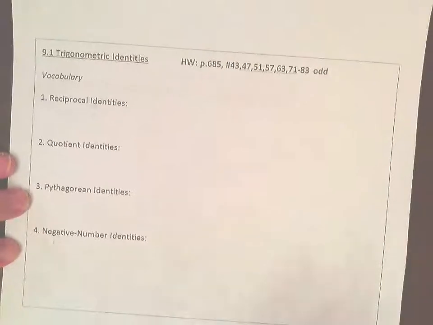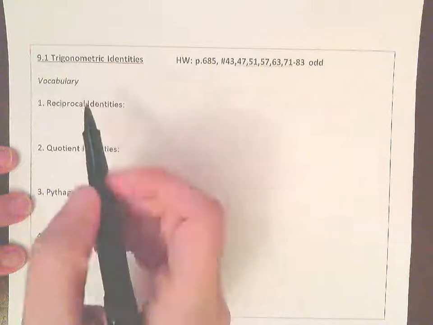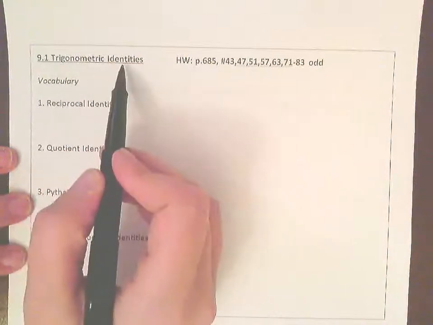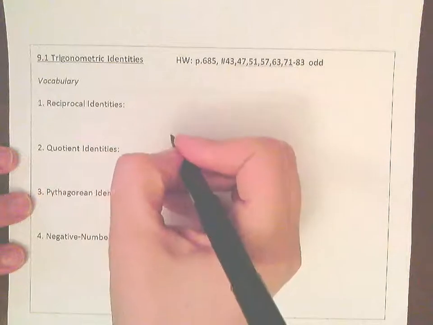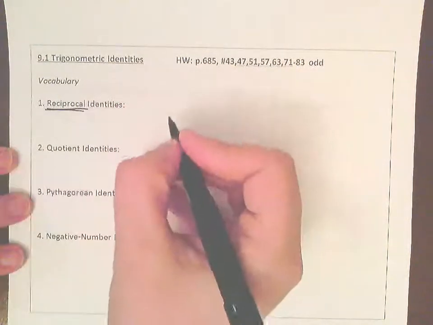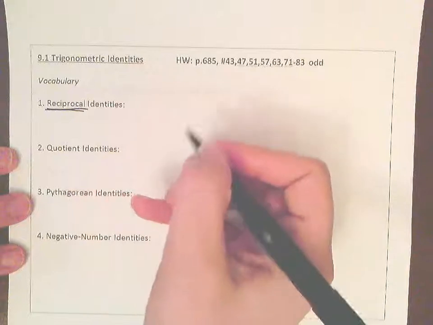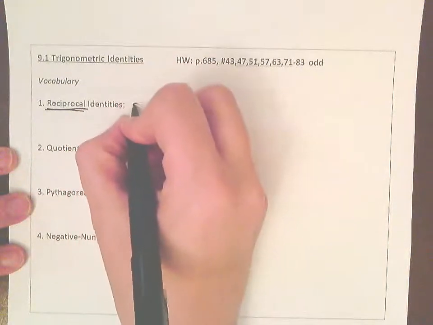Alright, so now we are going to start section 9.1. So before we do that, we need to identify, this is all about trig identities. Again, this is review. We did this last year, but let's remember. So reciprocal identities, you're basically identifying what is the reciprocal of each of the functions. So the different reciprocal identities.